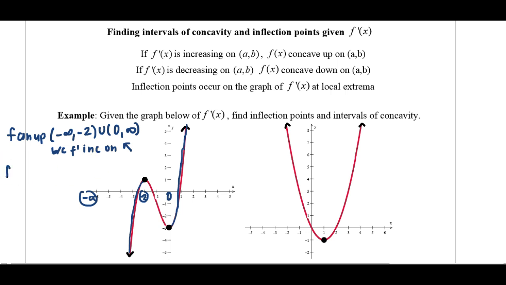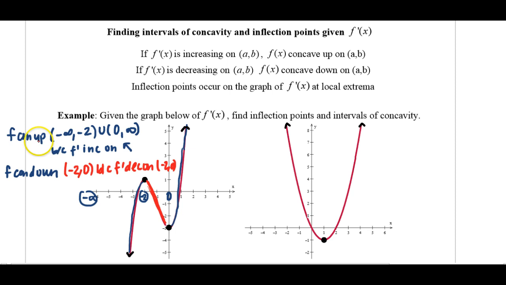So now let's find where f is concave down. So f is concave down where f prime is decreasing. So f prime is decreasing from negative 2 to 0, so where I'm walking down a hill. So f is concave down from negative 2 to 0 because f prime is decreasing on negative 2 to 0.